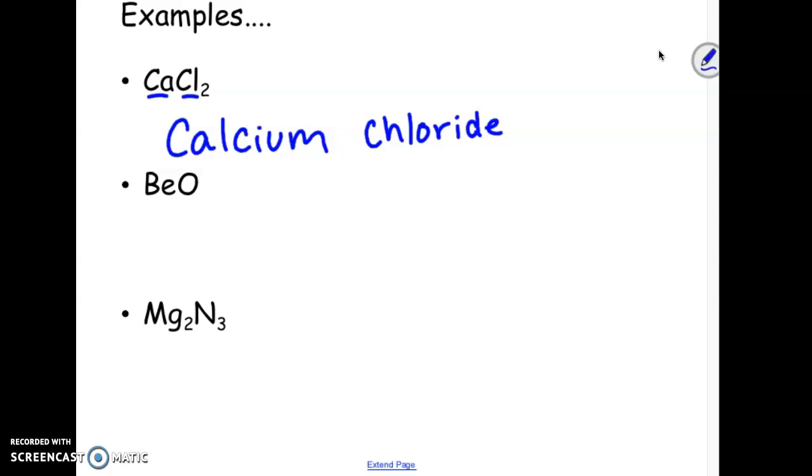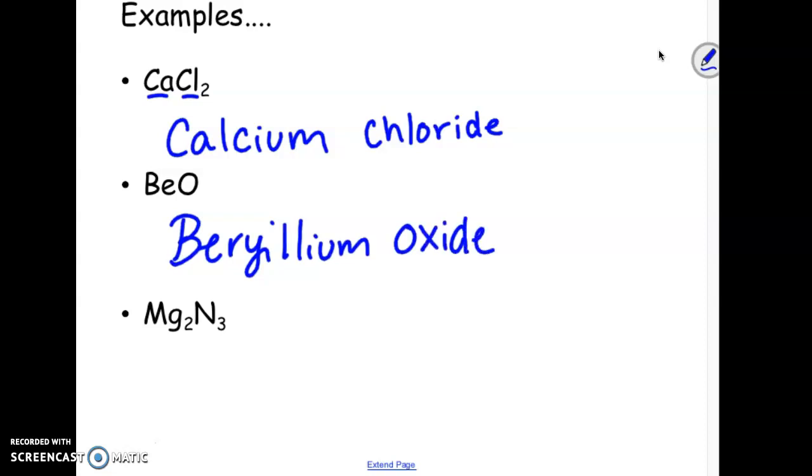BeO. Be is beryllium. O is oxygen. Remember, oxygen changes to oxide. Mg is magnesium. N is nitrogen, but that changes to nitride. I know it's a little weird for now, but you just have to trust that you'll get used to it. And notice, all of them have a first and a last name, a metal and a non-metal. There's no middle names. There's only 2 words for each one, and none of them have any numbers in it.